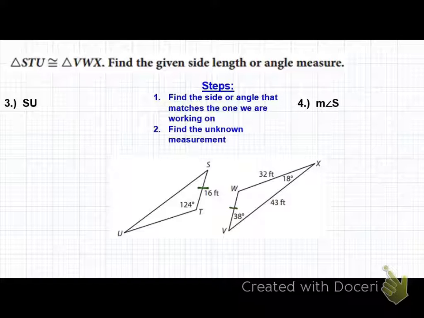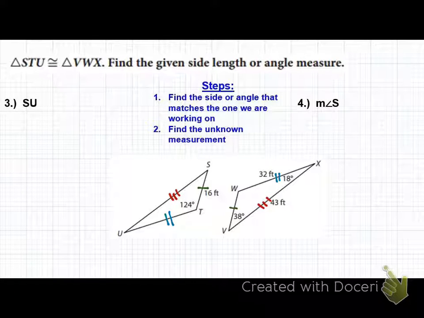TU, you see how TU is another side? I know TU corresponds with WX, right? So I'm going to put 2 lines here on my paper. Do you see that? And then I'm using 3 lines for the last side. Do you see that? Do you see how much easier that is to figure out what the answer is?